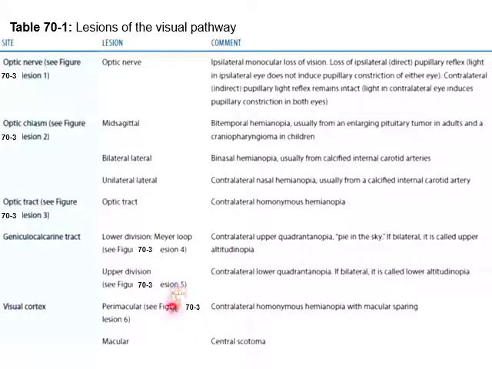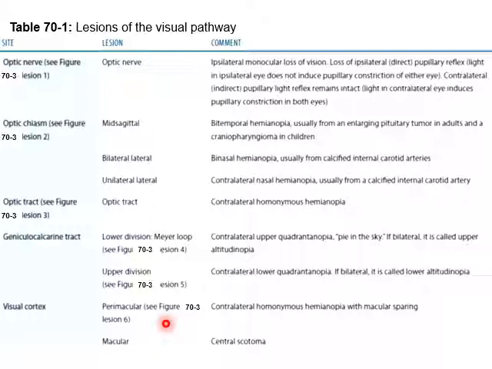If you look at the last part, which is the visual cortex, it can be affected in the perimacular area or the macular area. The macular area of the visual cortex is the part that receives the central vision. If the perimacular area is affected, that will lead to contralateral homonymous hemianopia with macular sparing, because I said the macula is bilaterally represented, and it is not common to affect the macular vision.